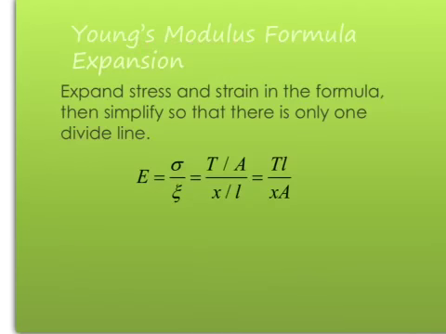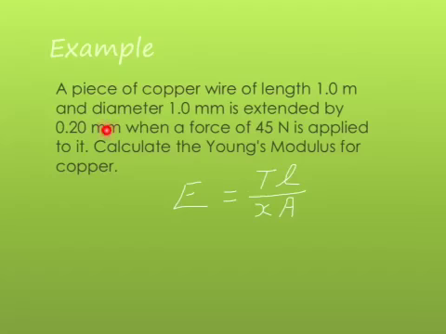Young modulus formula expansion. Expand stress and strain in the formula, then simplify so that there is only one divide line. Here it is, modulus equal to stress over strain. Stress has this formula, strain has this formula. Simplify this, you get that, which is a useful formula. Read through this example and calculate the Young modulus by using this formula.